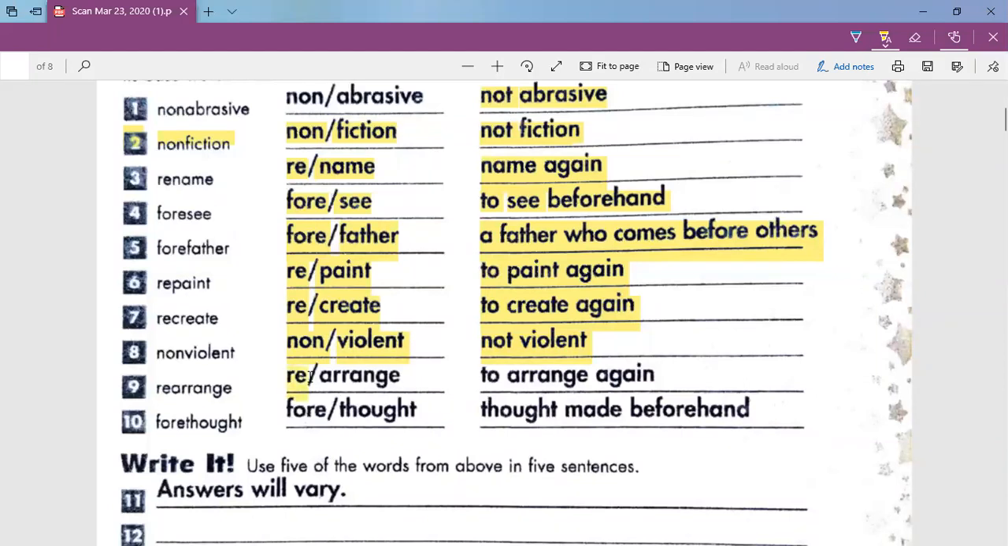The prefix is re, and the base word is arrange. And what is the meaning of this one, Emily? To arrange again. To arrange again. Okay. Then we have forethought. Fore is the prefix, thought is the base word, and it means, hold on, thought made beforehand.